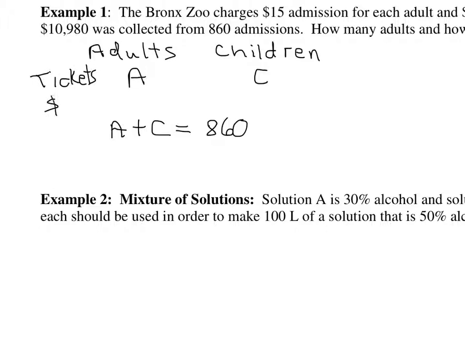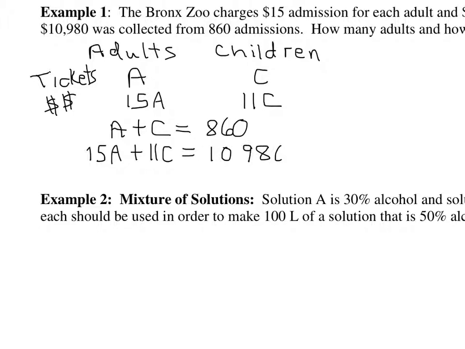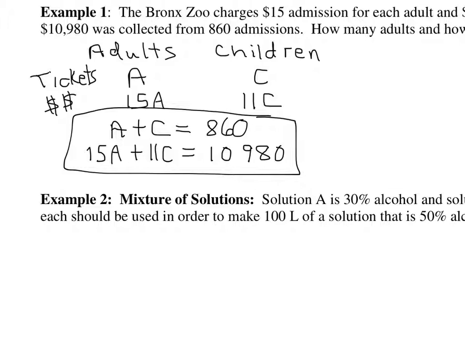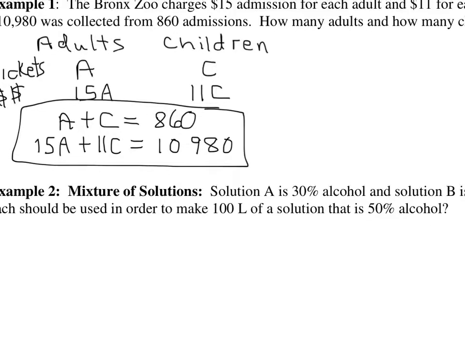What about the money? The adults are going to be charged $15 for every single adult. The children are going to be charged $11 for every single child. And if we add together the money that we make off of the adults, plus the money that we collect from the children, we will get a total of $10,980. That is our system of equations. We have 2 variables, adults and children. We have 2 equations.